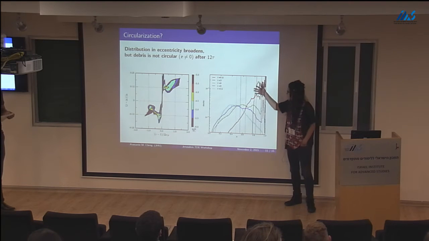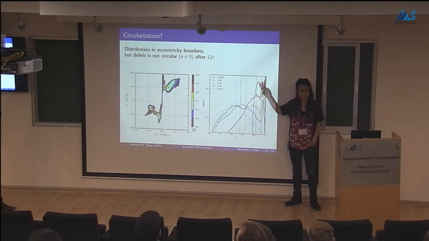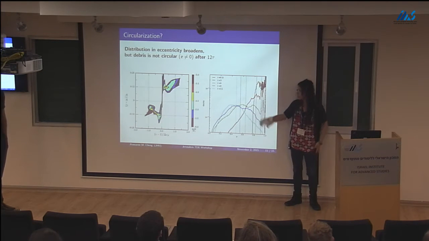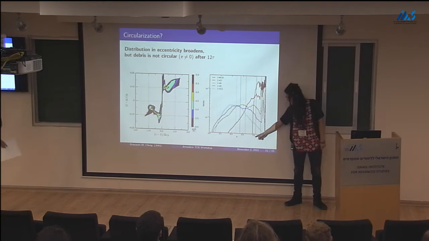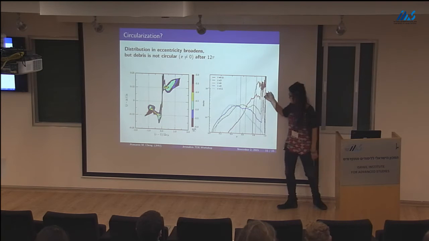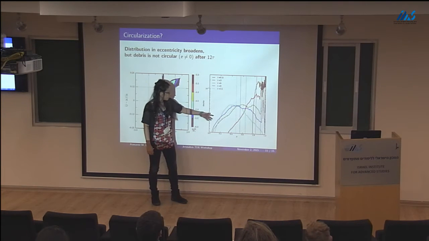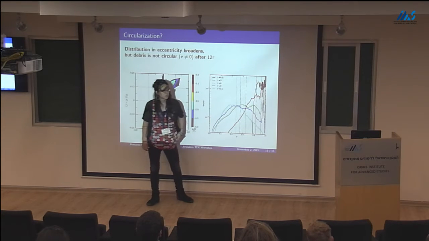So this is the eccentricity of all of the debris in the domain at the beginning of our simulation, right after the local simulation calculates disruption. And so all of this is highly eccentric. It's at least 0.8 to 1. And over time, the shocks are not efficient enough, and so it lowers in eccentricity, but it's still at 0.4.